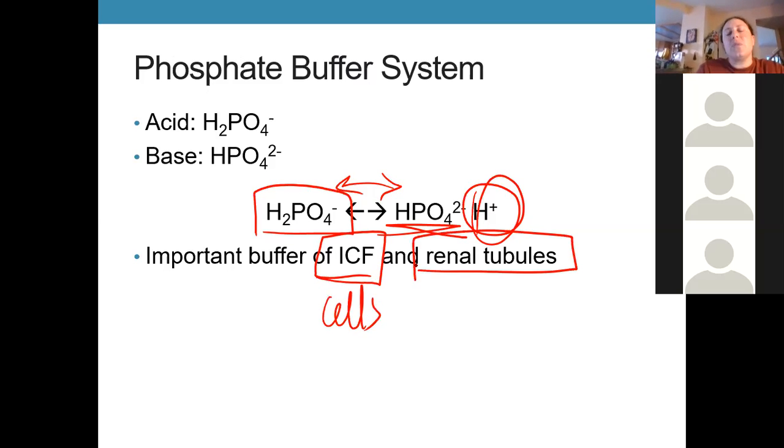And this is also important in the lumen of the renal tubules. So we didn't talk about it, and we're not going to worry about it as far as the kidney function, but this is one of the major guys that helps the kidneys do their acid-base thing.